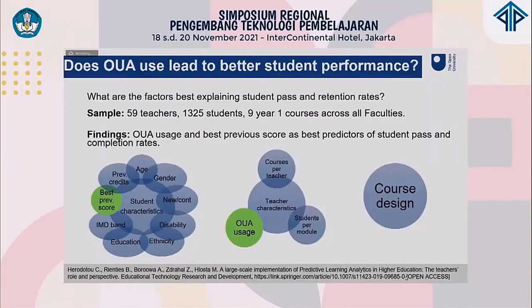So the big question is, we spent all this time building these systems, getting our data together to do this with our machine learning, does it lead to better student performance? On this paper here, the lead author is Christothea Herodotou, who works in the Institute of Education and Technology, part of my team. We can see here that the best previous score and the use of OU Analyze makes a difference and is a good predictor of student pass and completion rates.